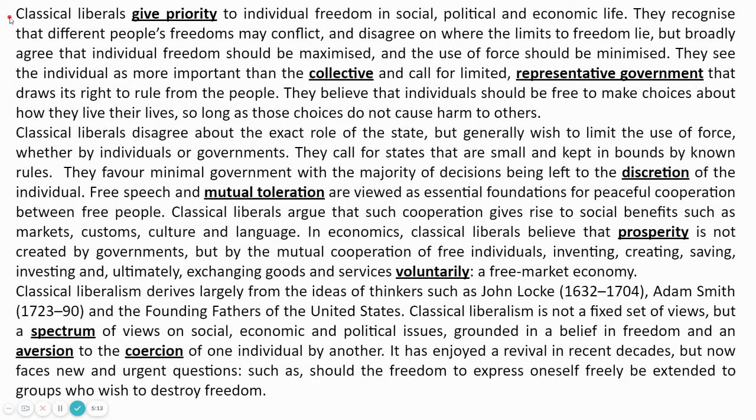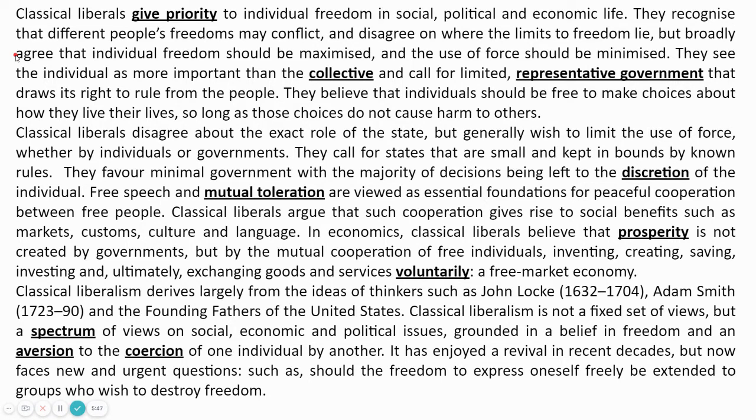Classical liberals give priority to individual freedom in social, political, and economic life. Here's the big idea. You, the individual, should be able to do what you want without restrictions. They recognise that different people's freedoms may conflict and disagree on where the limits to freedom lie, but broadly agree that individual freedom should be maximised and the use of force should be minimised. You should be able to do what you like, but other people should too.